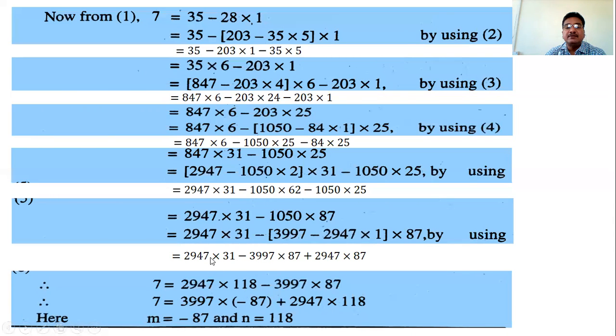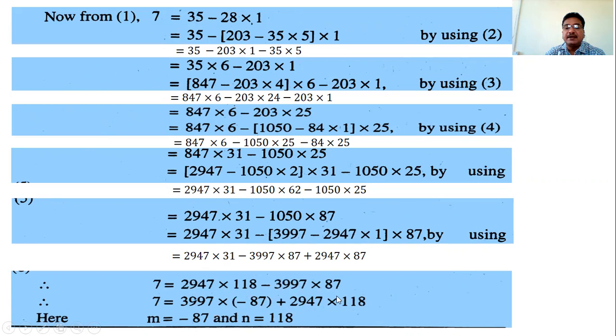And then we have the answer 2947 into 31 minus 3997 into 87, multiply by this into 87, and this minus and minus become plus, plus 2947 into 1 into 87, 1 into 87 is 87. And then take this 2947 and this 2947 as common. What do we have in bracket? 31 plus 87 means 118. So 2947 into 118, minus 3997 into 87 as it is. And then we write this as 3997 into minus 87 plus 2947 into 118.